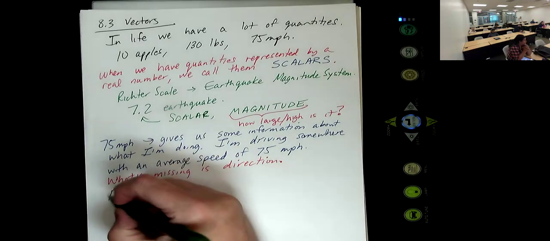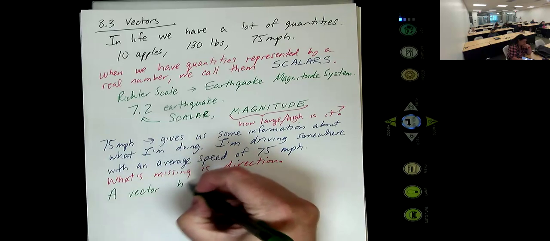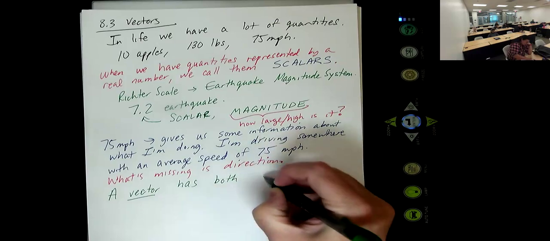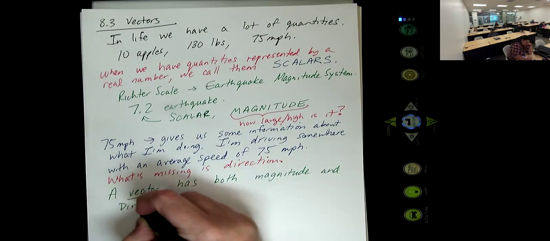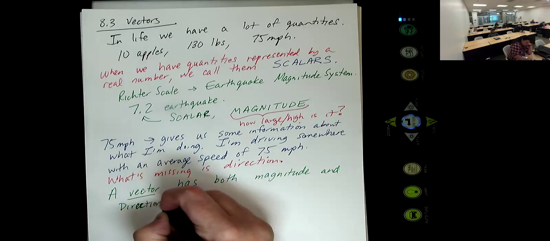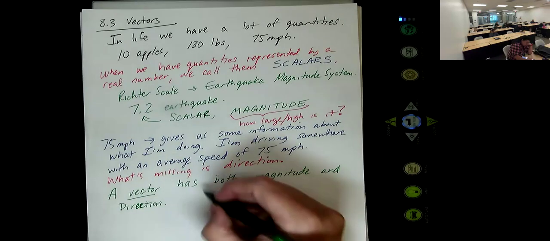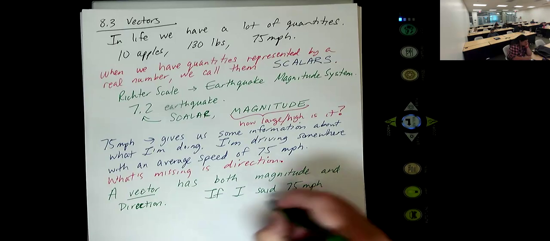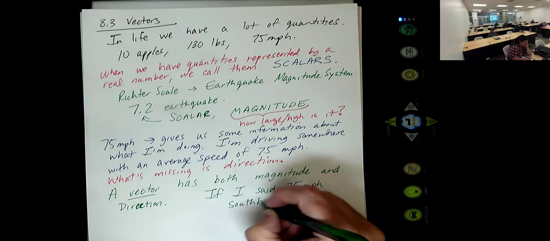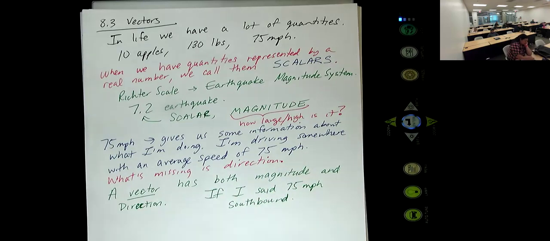So a vector has both magnitude and direction. If I said 75 miles per hour southbound, now you know which direction I'm going. I'm not going to Sacramento, sounds like I'm going to Los Angeles. Right? Two different areas, I could have been headed to the Bay, I could have been headed to Vegas. Picking a direction takes me in an entirely different spot, so.